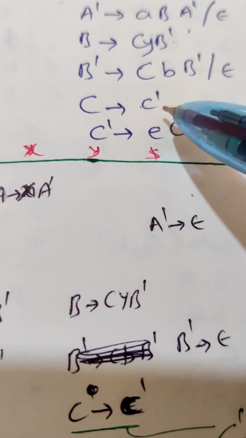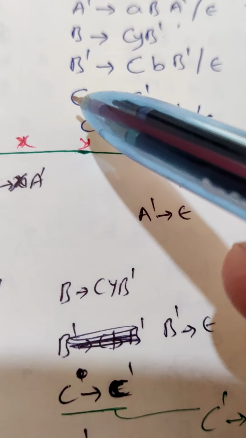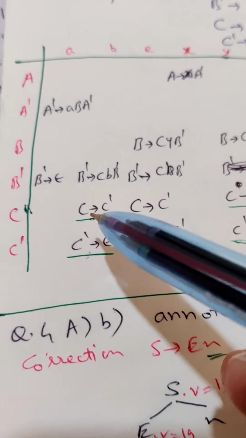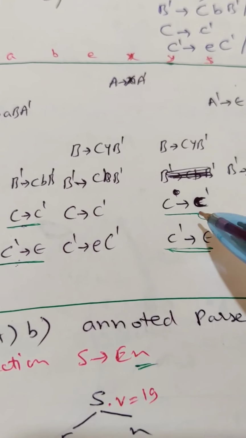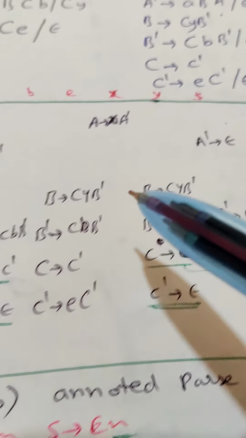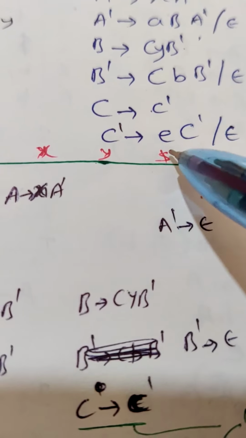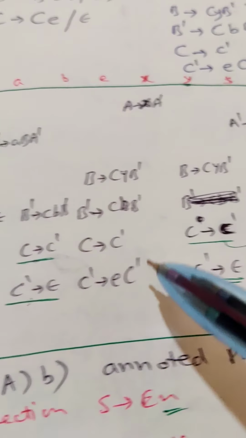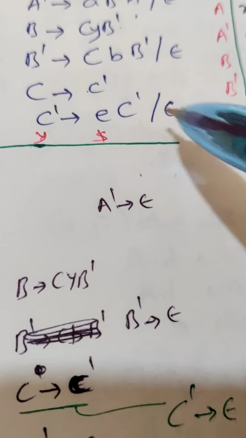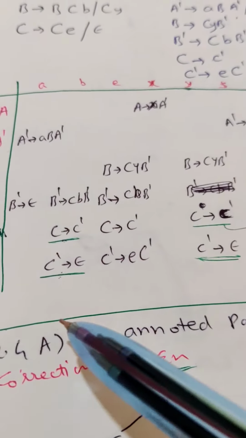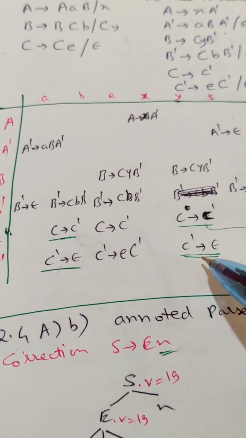And then if C dash derives epsilon, then this becomes the epsilon rule. So if it is an epsilon rule, we have to also write this rule in the follow of C, and follow of C is Y and B. So you have to write this rule in the column of Y and B as well. Remember this, normally students make mistakes here. Now C dash goes to E, C dash goes in the first of E, so C dash is here, C dash goes to E, C dash. C dash goes to epsilon, clearly goes in the follow of C dash, that is nothing but Y and B. So here in Y and B, we write C dash goes to epsilon.